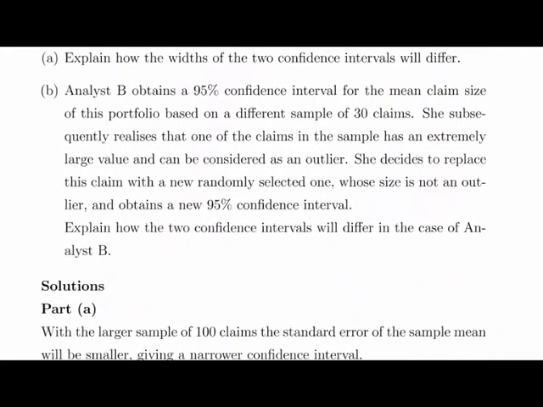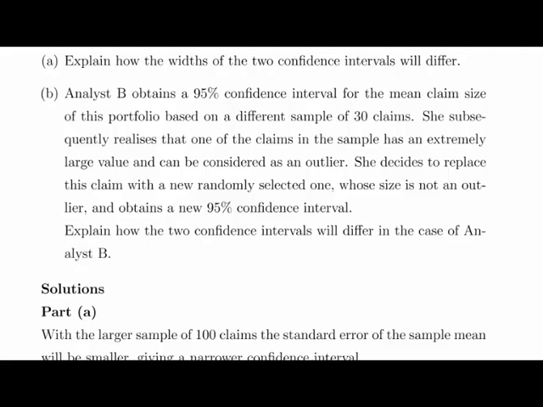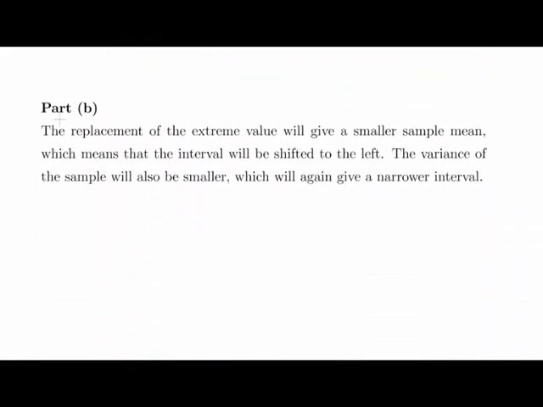Analyst B, so let's go up here, obtains a 95% confidence interval for the mean claim size of this portfolio based on a different sample of 30 claims. She subsequently realizes that one of the claims in the sample has an extremely large value and will be considered an outlier. She decides to replace this claim with a newly selected one whose size is not an outlier, and a new 95% confidence interval will be obtained. Explain how the two confidence intervals will differ in the case of analyst B.